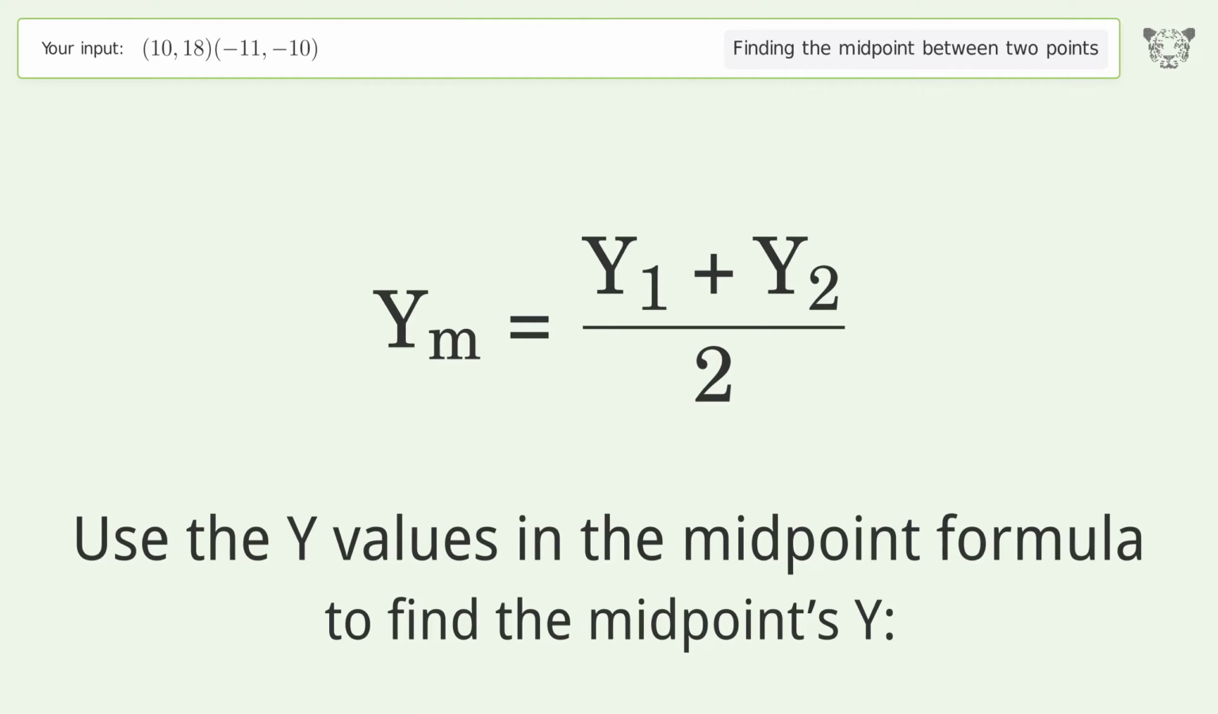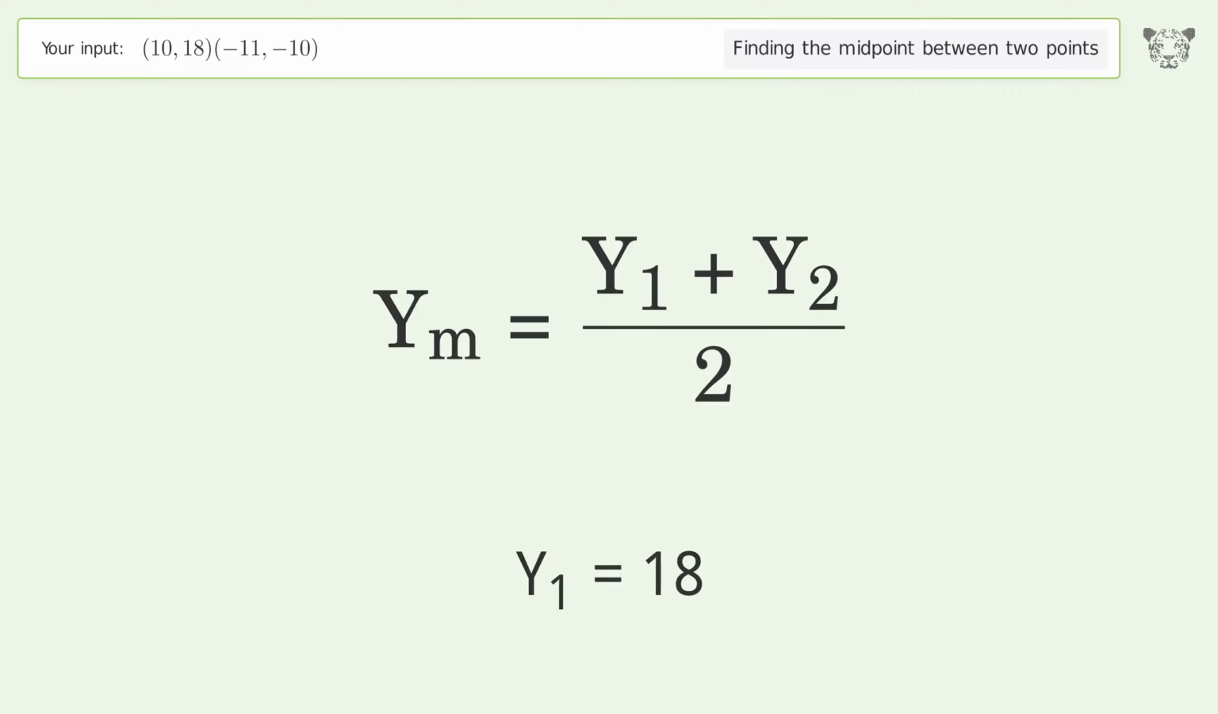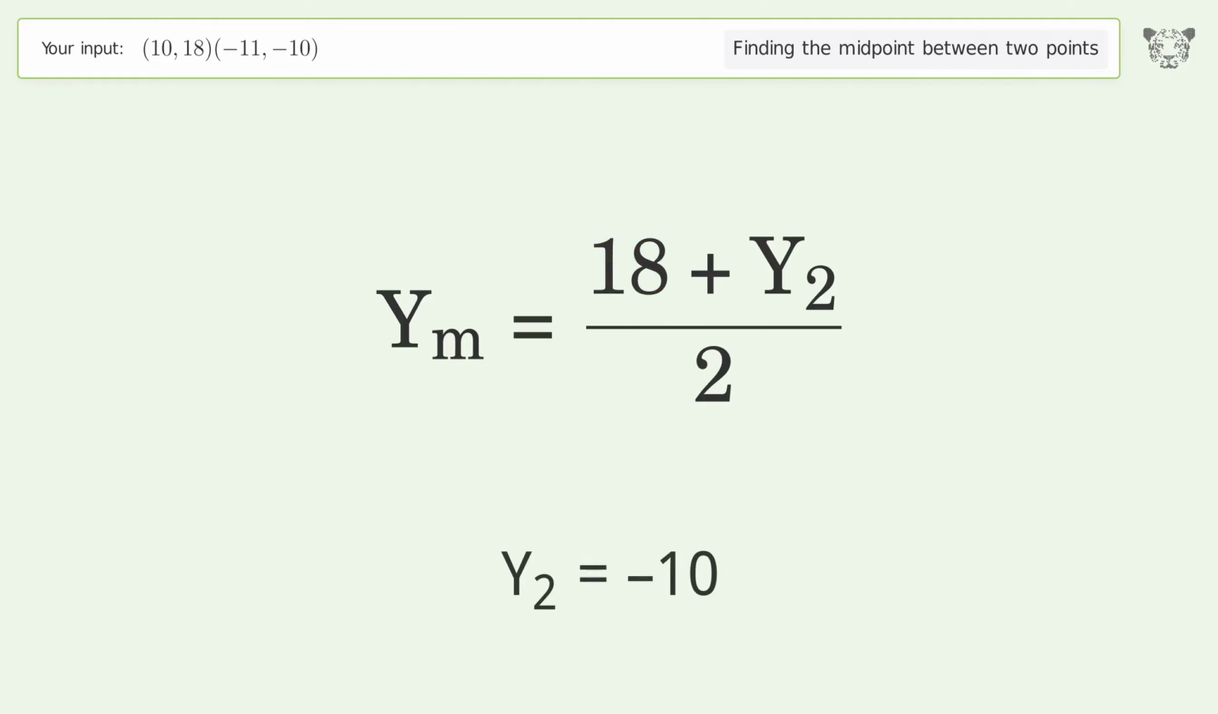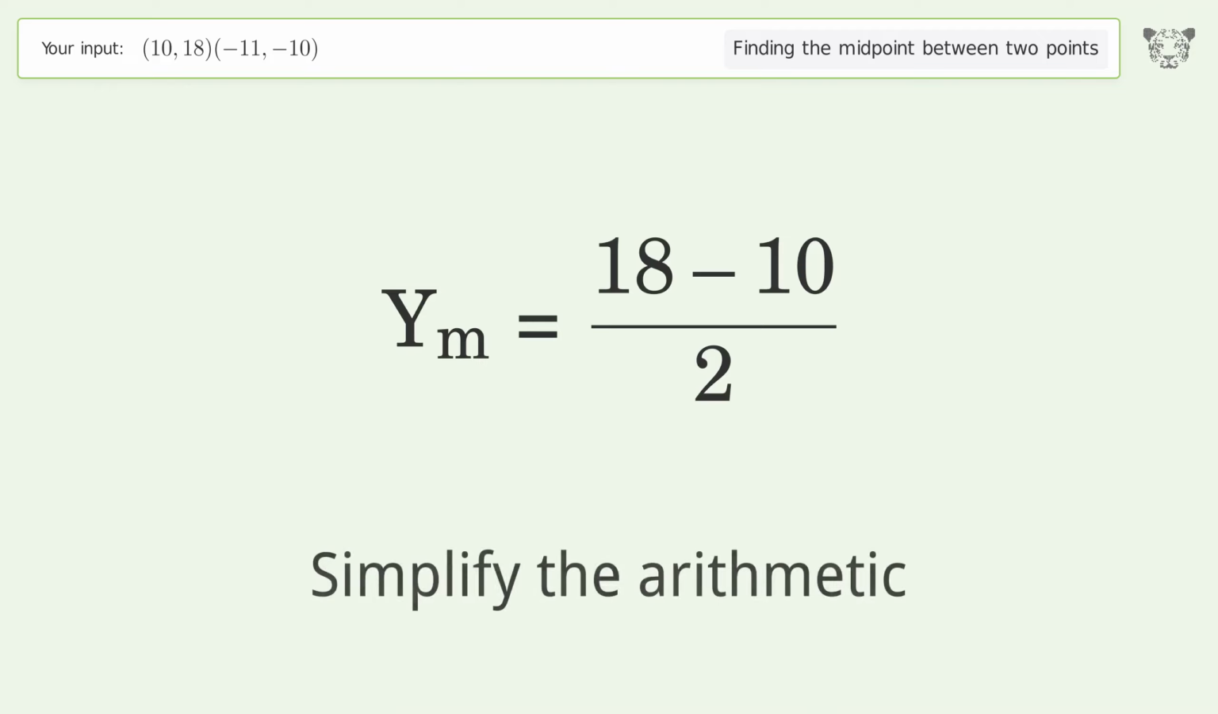Use the y values in the midpoint formula to find the midpoint's y. y1 equals 18. y2 equals negative 10. Simplify the arithmetic.